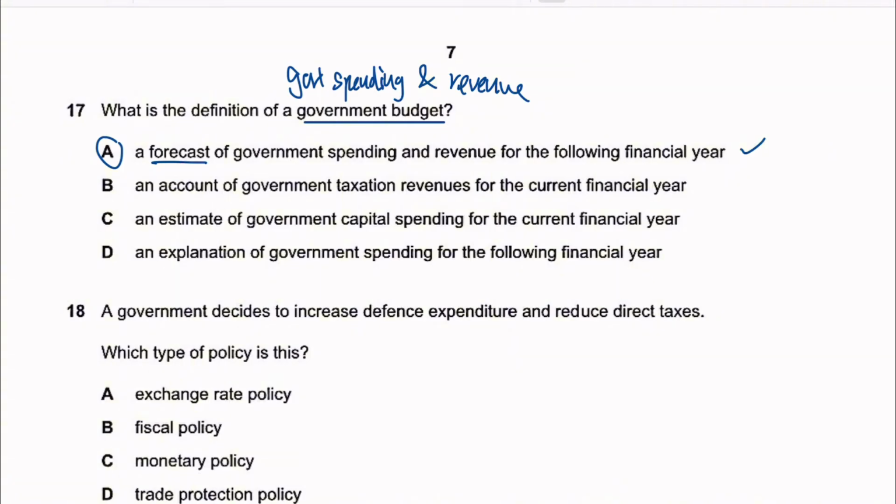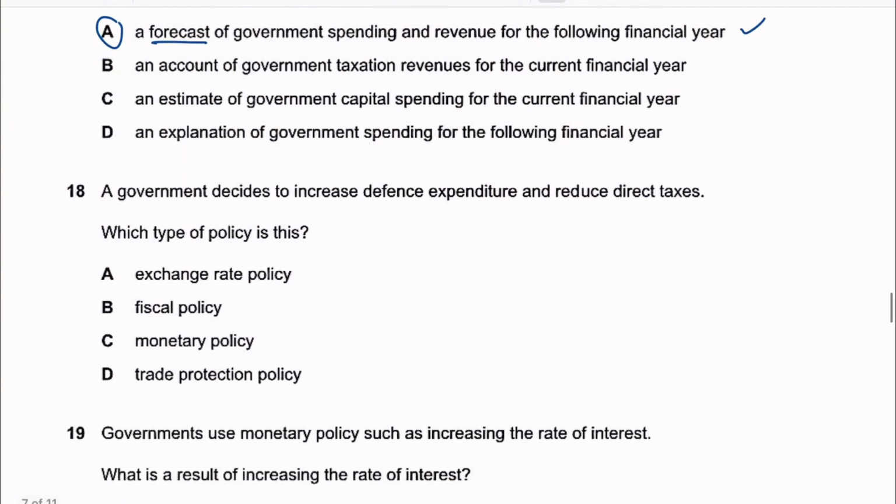Alright, 18. A government decides to increase defense expenditure and reduce direct taxes. This is definitely fiscal policy, because fiscal policy often just involves two elements, tax and government expenditure. Government spending, yeah. Okay, so B is the answer.